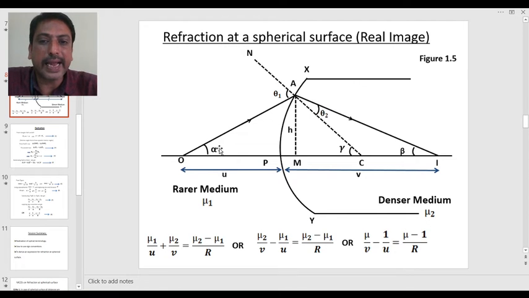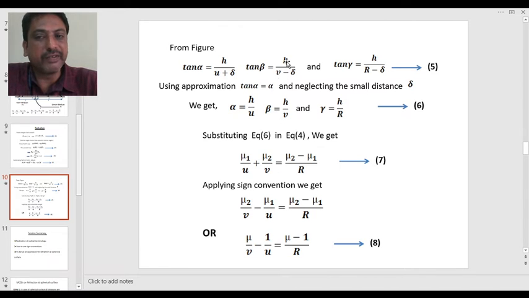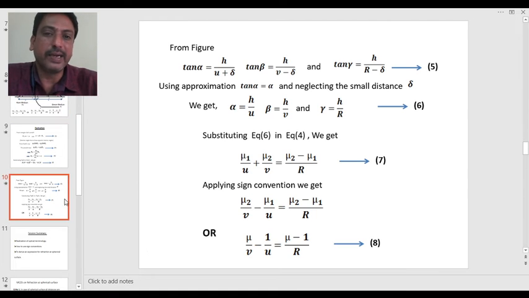Because when I take tan of alpha with respect to this angle AOM, tan alpha is equal to opposite side divided by base. The opposite side is h and the base is OM, where OM can be written as OP plus PM, where OP is nothing but u and PM is taken as delta. And in reality, this distance will be very small. In the same way, for tan beta, h divided by v minus delta. Tan of beta is equal to h divided by this total distance v, but I just want MI. So MI can be written as PI minus PM, where PI is v and PM is delta. So I am writing v minus delta over here. Similarly, the value of tan gamma can be obtained as h divided by r minus delta.